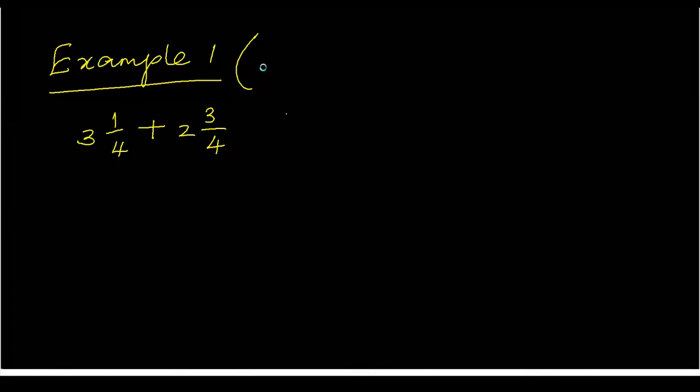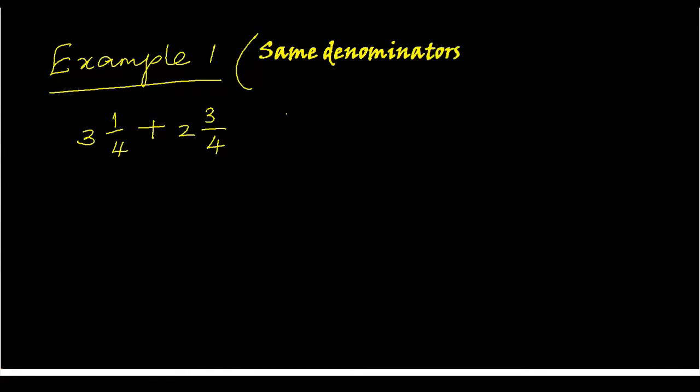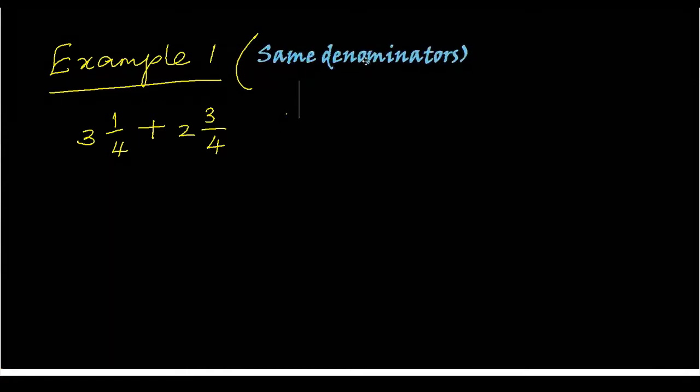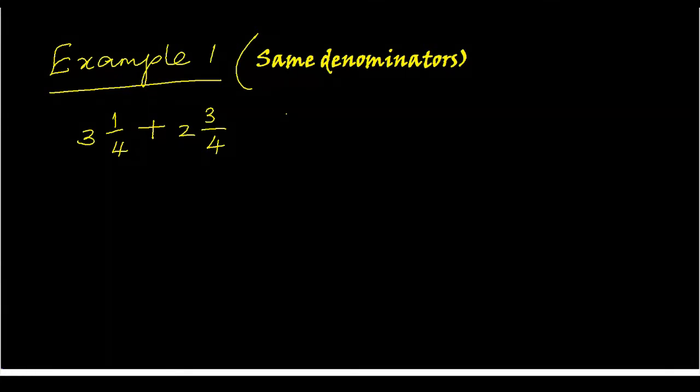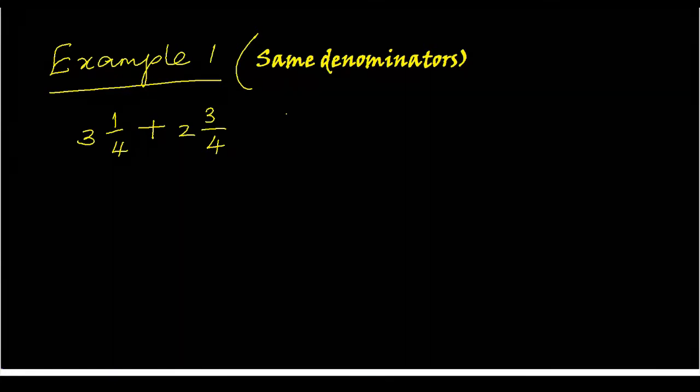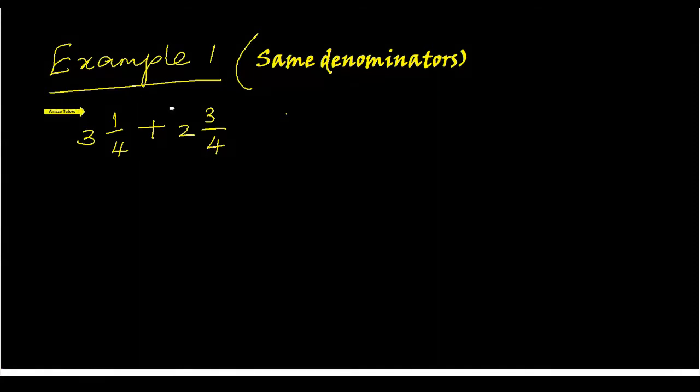An easy way of doing this is converting them into improper fractions. Same denominator. When you convert them into improper fractions, it will be like a normal addition and subtraction using the basic rules. Now, I hope you remember the method of converting a mixed number to an improper fraction.